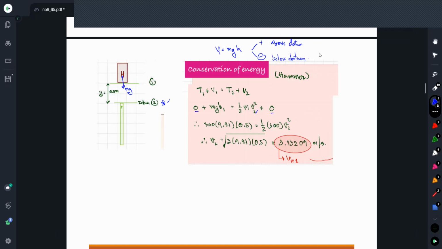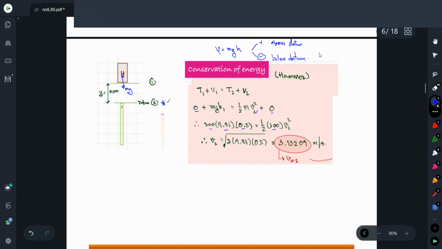So according to this, we substitute each value that we already know from the problem. We substitute the weight of the hammer, that is 800 kilograms, g becomes 9.81, and h now is equal to 0.5 meter.